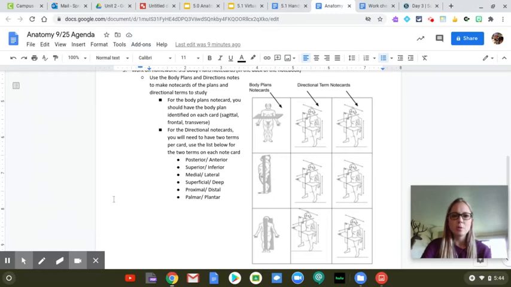So you have posterior and anterior on one, superior and inferior on the other, medial and lateral, superficial, deep, proximal, distal, palmar, and plantar. So make sure that you're going to have those sets of terms on one note card because there's just not enough note cards and they really go together, right? Like posterior is going to be the front, anterior is going to be the back. Superior is on the surface, inferior is deep inside. And so that's why we have them paired like that for you guys.